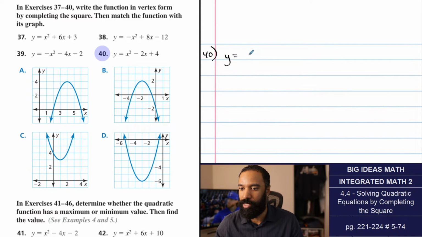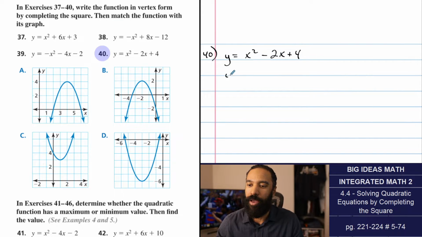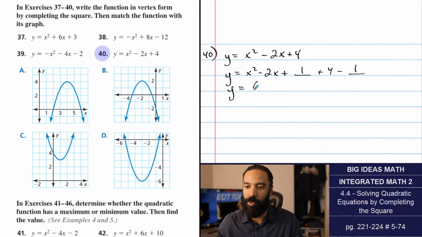Probably an easier equation than the last two because there's nothing to factor out in front. Y equals x squared minus 2x plus 4. All right. So x squared minus 2x plus what number? We're going to add and subtract it and figure that out. This is a 1x squared. Negative 2 over 2 is negative 1. Squared is 1. So we're going to get a 1 out of those and factor that down to x minus 1 quantity squared, and 4 minus 1 gives us 3.